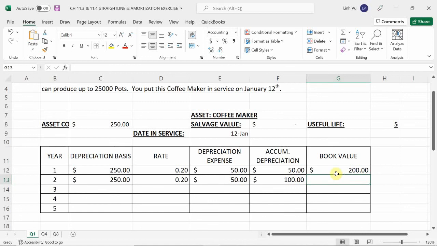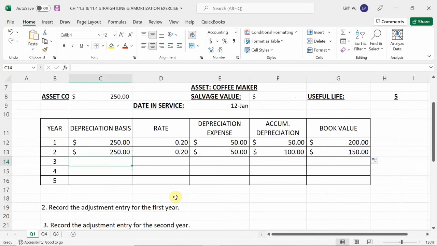So then what's your book value? Book value is cost of asset minus accumulated depreciation. 200 minus 100, correct? No, no, no. Your asset cost is 250. So 250 minus 100. And what do you get? 150. Okay, good.